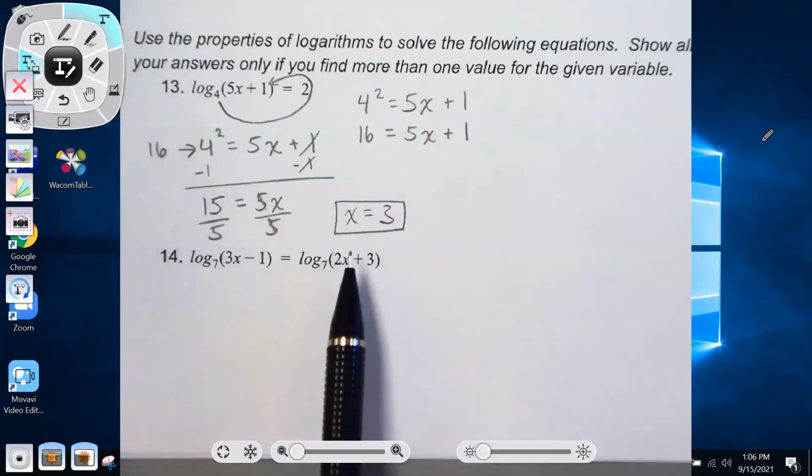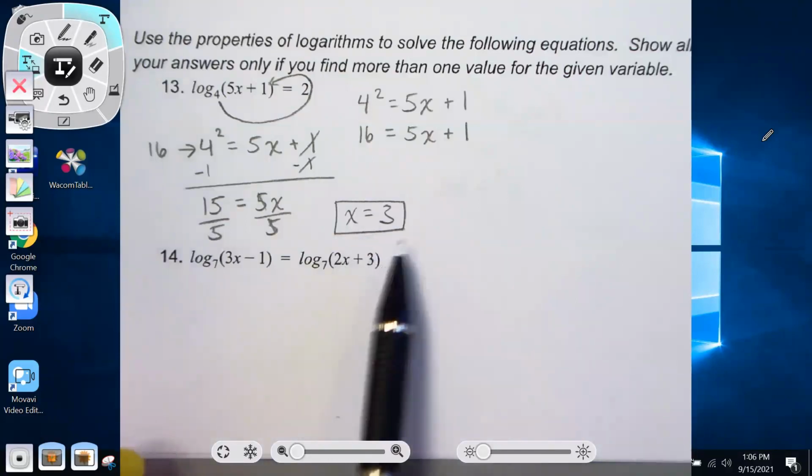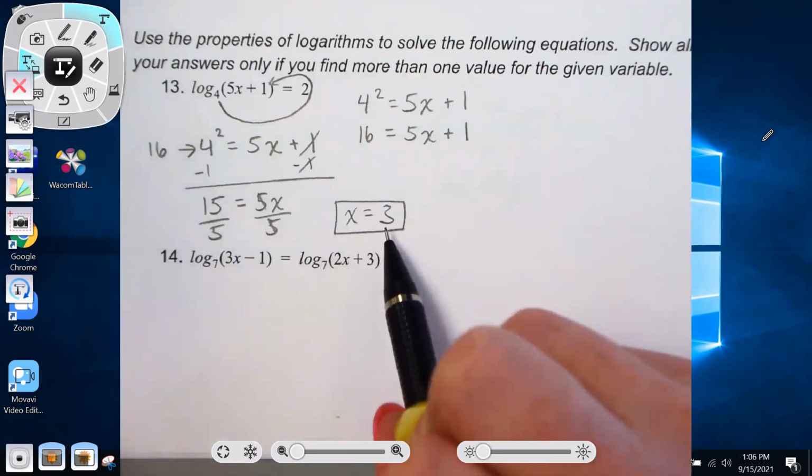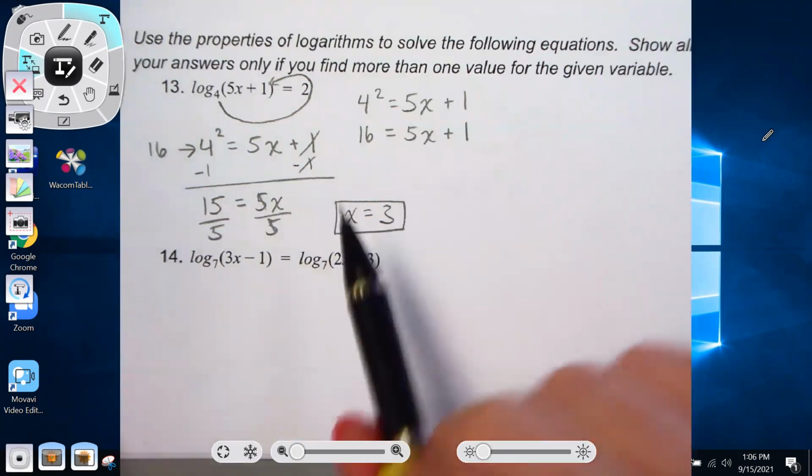Okay, so since we only got one answer for x, we don't have to spend the time to check this. If you want to check it, if you have extra time on the test and you want to make sure you got the right answer, that's fine, but you don't have to.